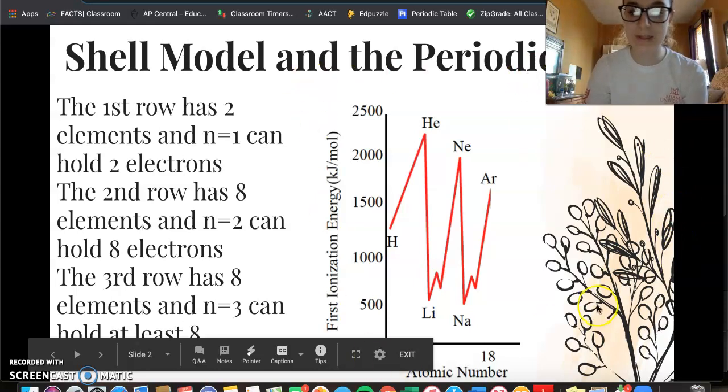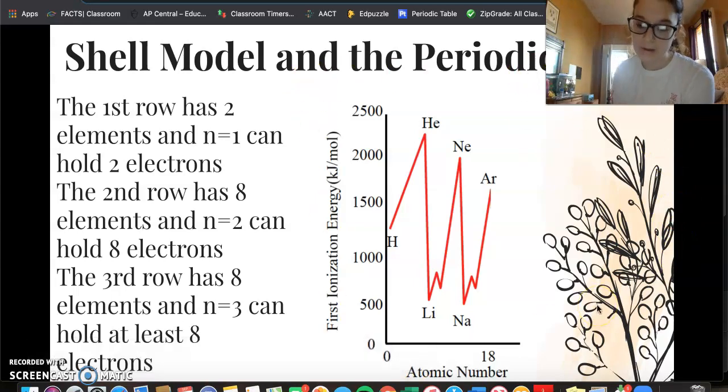So we looked at an image like this in the 1.5 notes. There are a few unexplained problems with this model that you might notice. There are things that don't follow the trend that we established based on the shell model. If you look at the first ionization energy for the third element, boron, in the second row of the periodic table, it's about 800 kilojoules per mole, and it's less than the energy of the second element, beryllium, which is 899.4 kilojoules per mole.